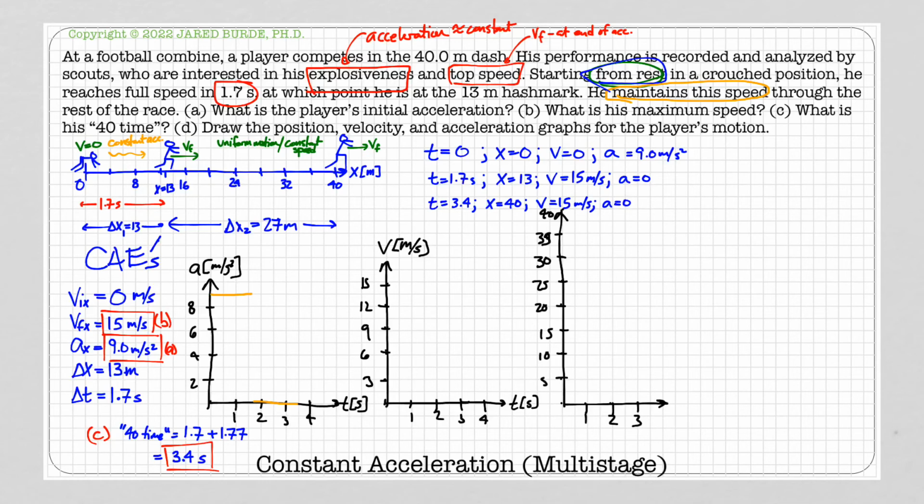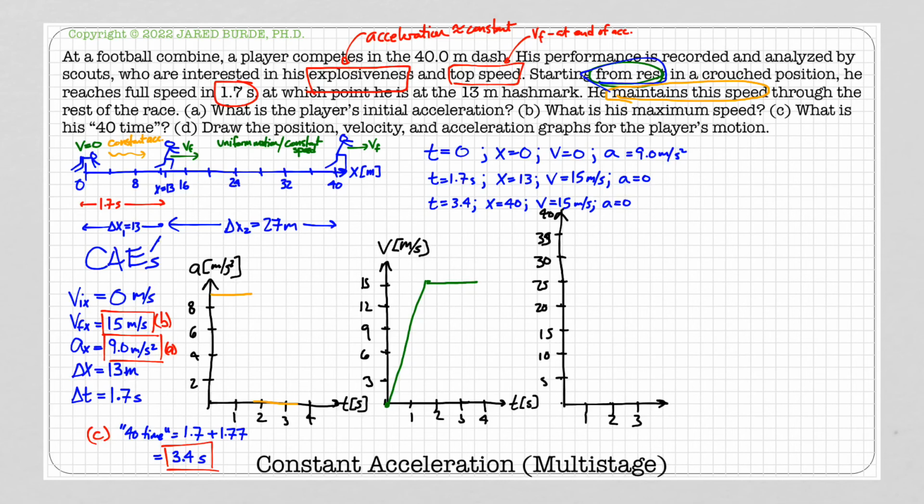Our velocity here starts at 0, and it reaches 15 meters per second at 1.7 seconds. So we can reach 15 right around there. Constant acceleration means a linear velocity, so our velocity should be a straight line there. Here, our acceleration is 0, so our velocity is constant. And if our velocity is constant, that means that we have a horizontal line here representing the velocity.